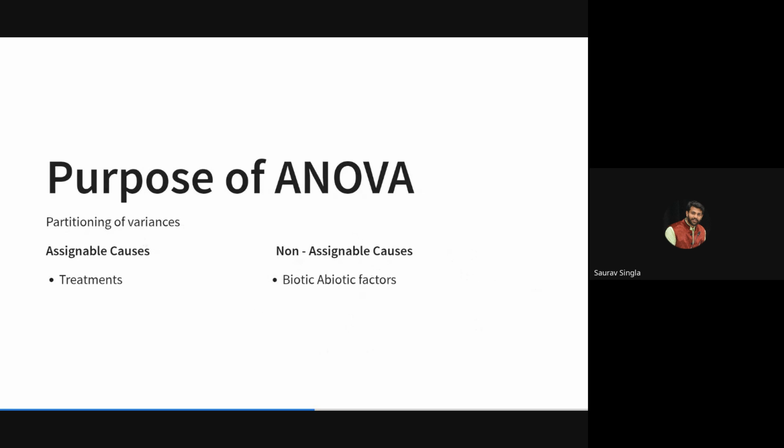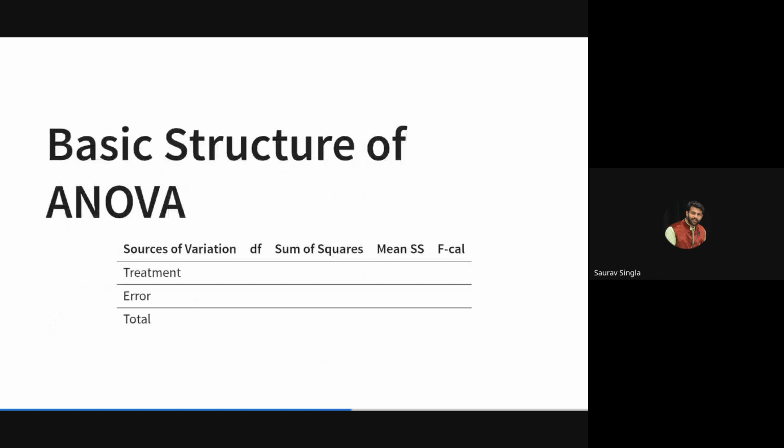This part of the variation, which we are calling biotic and abiotic factors, is going to fall into the part of the error. Okay, this will now be the part of error, and this will be the part of other sources of variation. Okay, so now let's see.